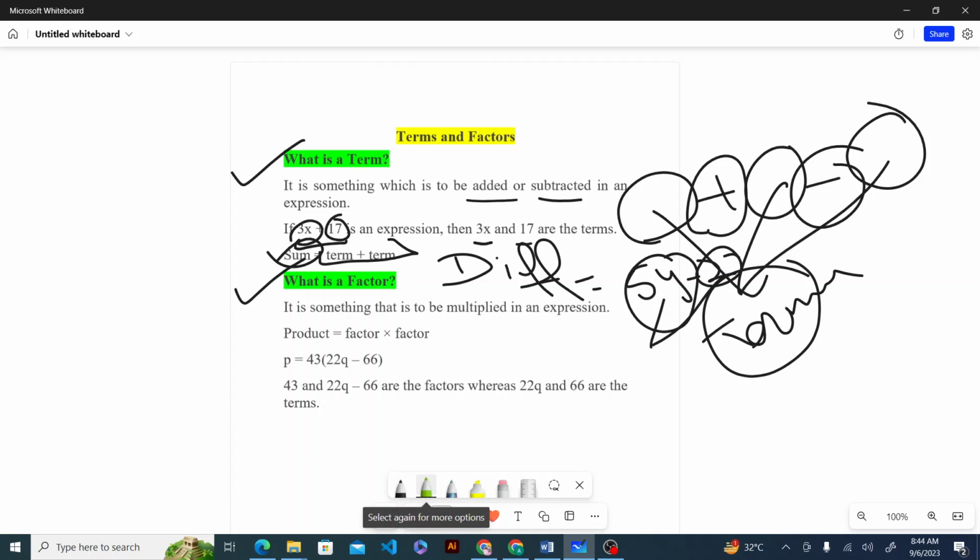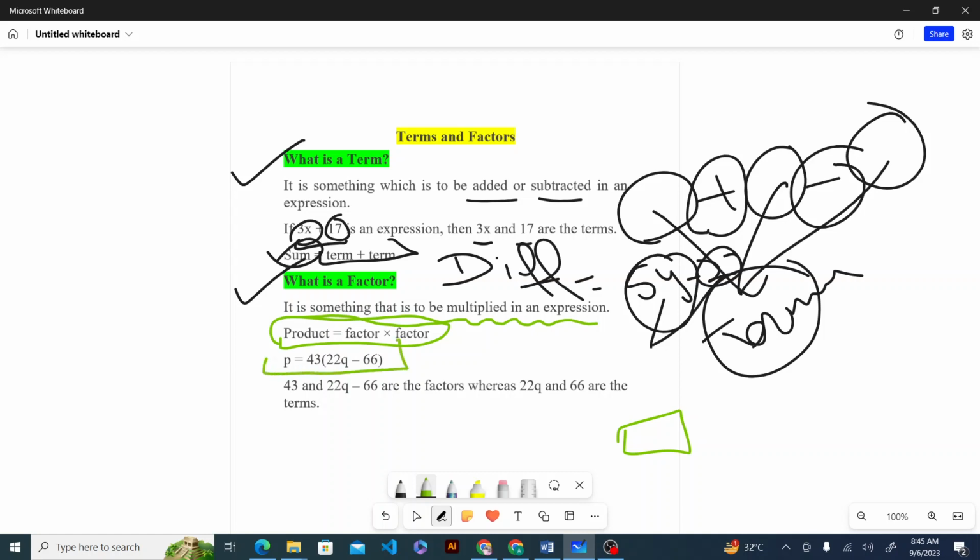What is a factor? It is something that is to be multiplied in an expression. Product is equal to factor into factor. It's really easy. Terms were those things which were to be added or subtracted, and factors are those things which are to be multiplied in an expression, okay? Factors are being multiplied. Any number, any expression, any variable which is going to be multiplied in an expression or an equation is called a factor, okay?